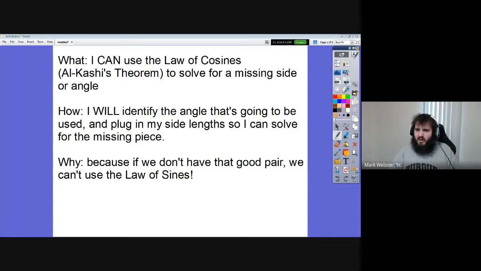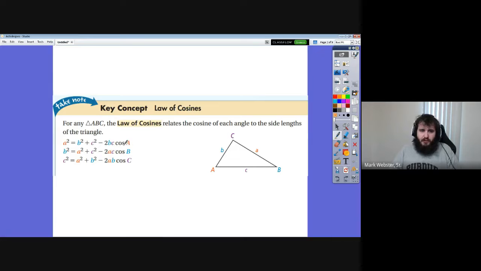Okay? So I'm going to show you how the way that the book lays it out is less than ideal, generally speaking. So this is just rewriting the law of cosines in 3 different ways.